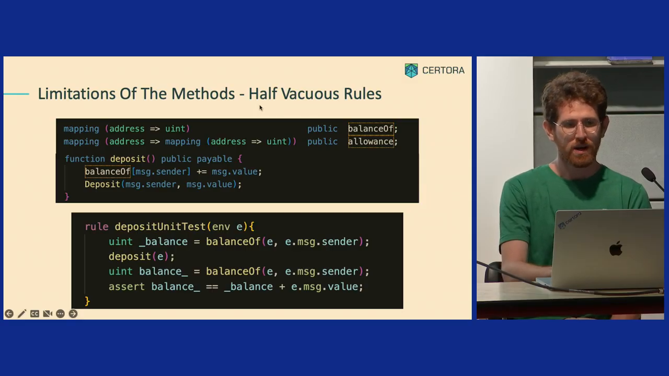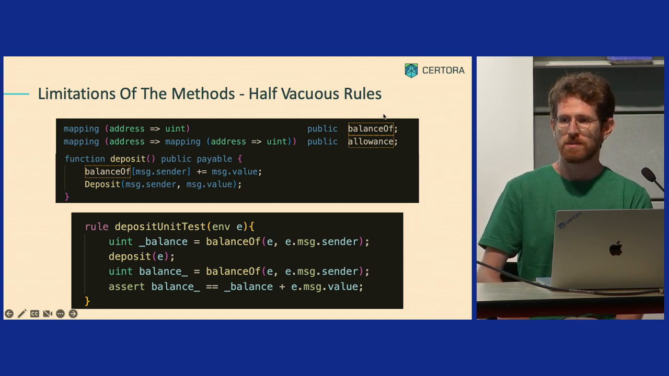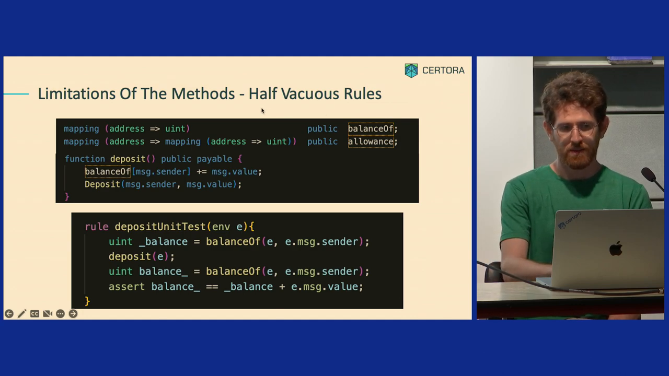Okay, so about half acuities. Half acuities is what we call a rule that doesn't cover as much as we would like it to cover, right? So here's an example of wrapped it.